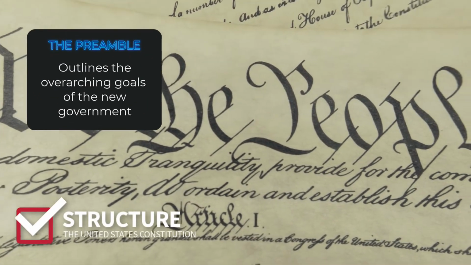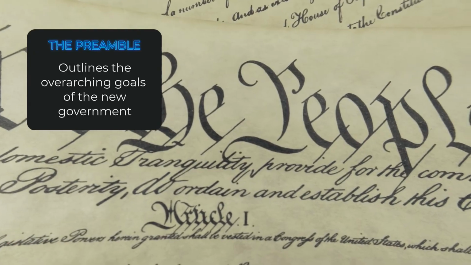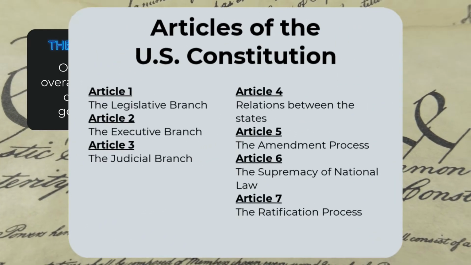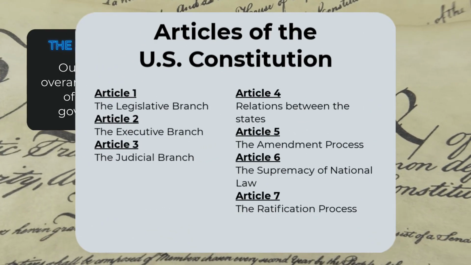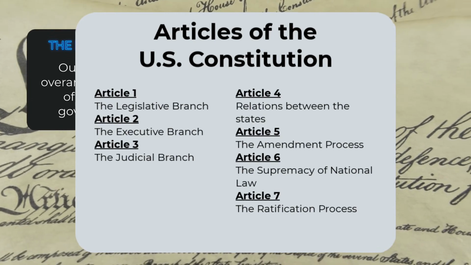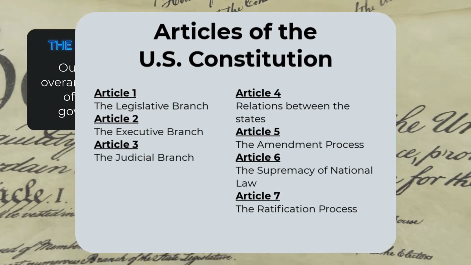The Constitution is structured into three distinct sections. First, the preamble, which outlines the overarching goals of the new government. Next, 7 separate articles, each of which serve a distinct purpose. Articles 1 through 3 establish the 3 branches of government, and Articles 4 through 7 touch on issues ranging from the relationship between states to the supremacy of national law to changing and ratifying the Constitution.